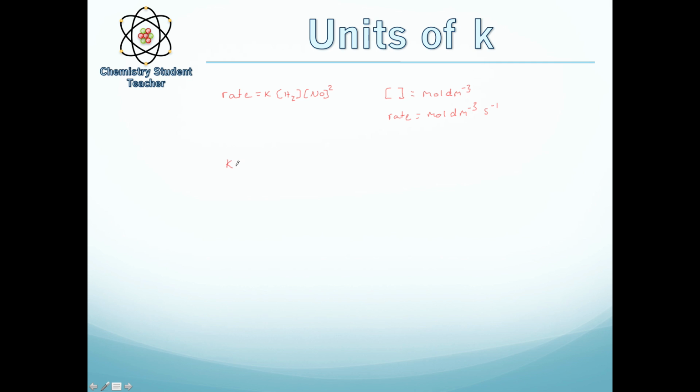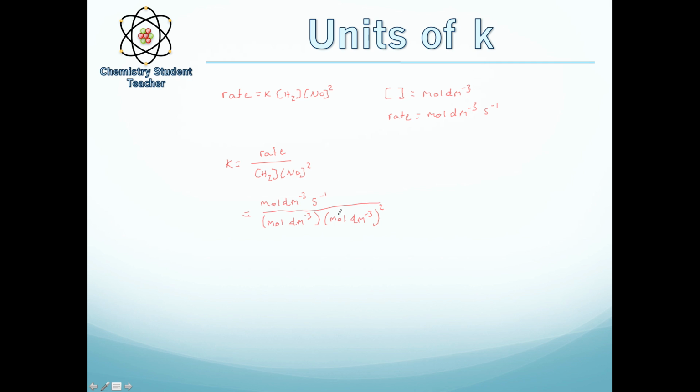Now, if you remember, we just rearranged to get K. We've got rate over H2 concentration times NO concentration squared. And all it is then is we just put the units in, instead of the numbers that you were given. So that's the same as rate, moles per dm cubed seconds to the minus 1, divided by mole per dm cubed, which was hydrogen, times moles per dm cubed. However, this time, because it's second order, I've got to put a squared in there.